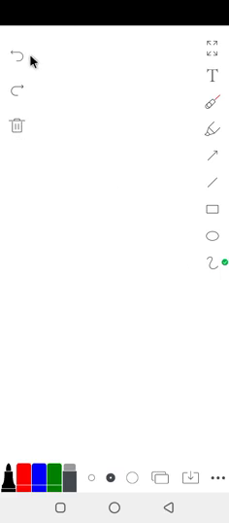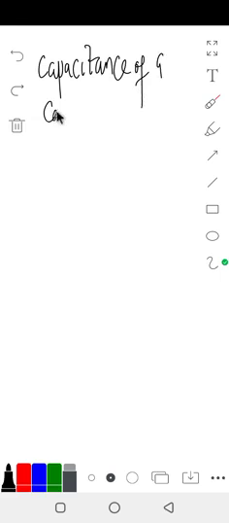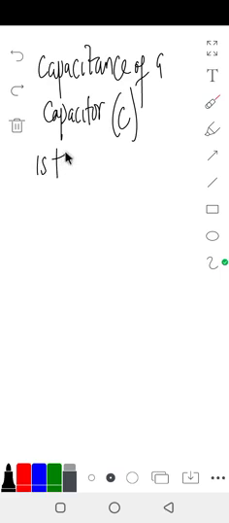Before we go to the factors, what is capacitance? What is the capacitance of a capacitor? The symbol is C. Capacitance means C.